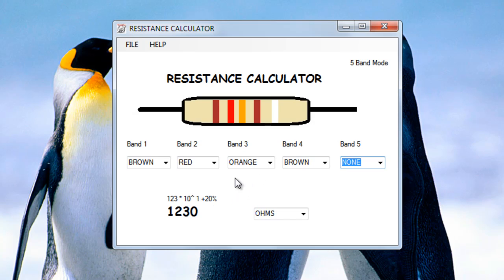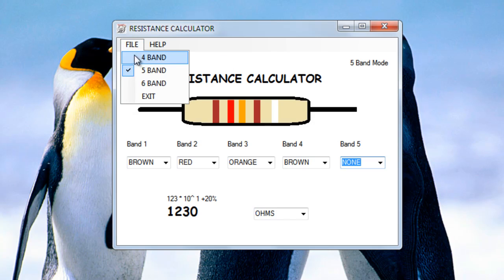So I hope you don't find any difficulty finding the resistance of 5-band also, as here the first 3 are significant digits. Just write their values as 1 2 whatever their values are, and then multiply with 10 to the power value of band 4. Here it is 1, so 1 2 3 multiplied by 10 to the power 1, and then there is a tolerance of 20%, that is this value 1230 can go plus minus 20%.